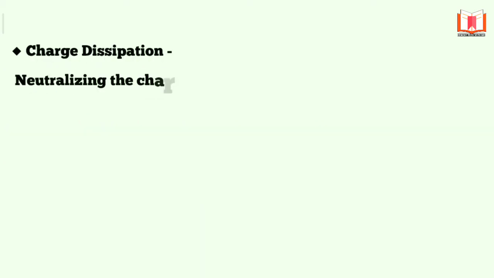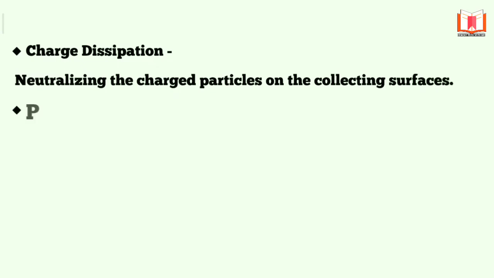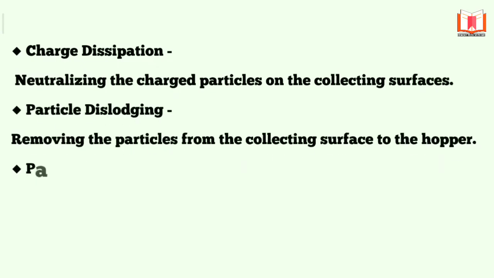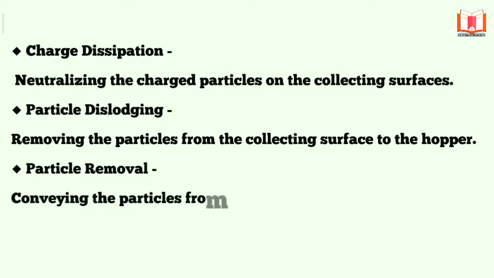Number four, charge dissipation: neutralizing the charged particles on the collecting surface. Number five, particle dislodging: removing the particles from the collecting surface to the hopper. Number six, particle removal: conveying the particles from the hopper to a disposal point.